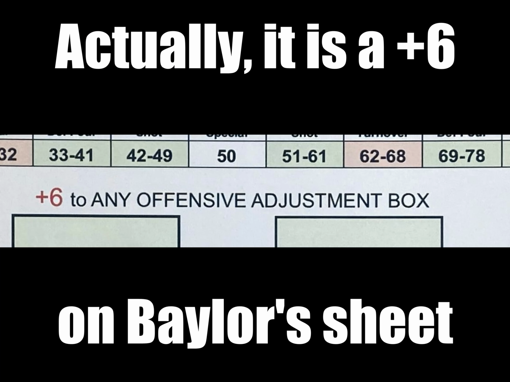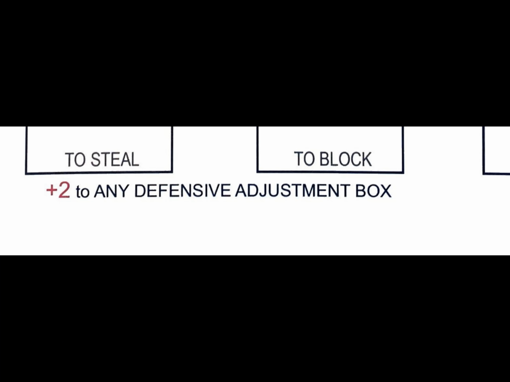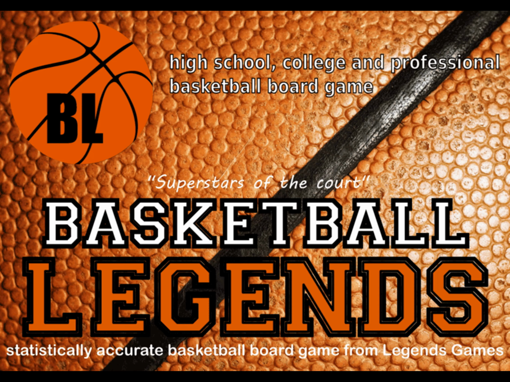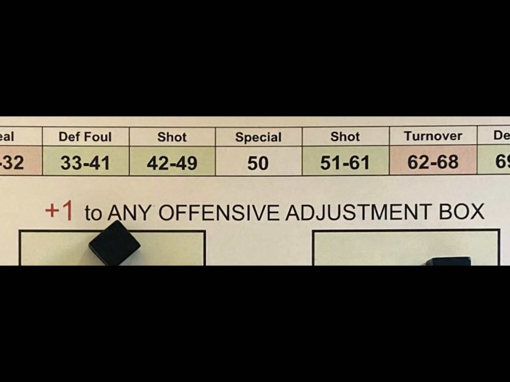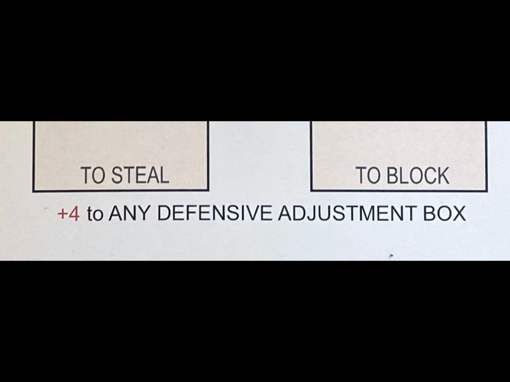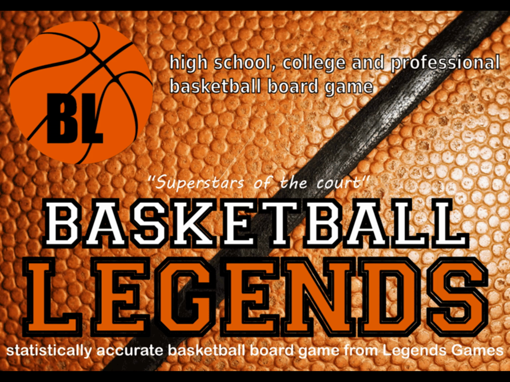So anyway, going back to the offensive adjustment box, you add 1 to any box you want. On the defensive side for Baylor, they're going to add 2 to any box they want. On the Texas Tech side, they got a +1 to any offensive box and +4 to any defensive box. Again, if there's a negative number, negative offense will go to the other team's defense. So say, for instance, if Baylor would have had a -1 to any adjustment box, that would have given Texas Tech 1 to add to any defense that they wanted.